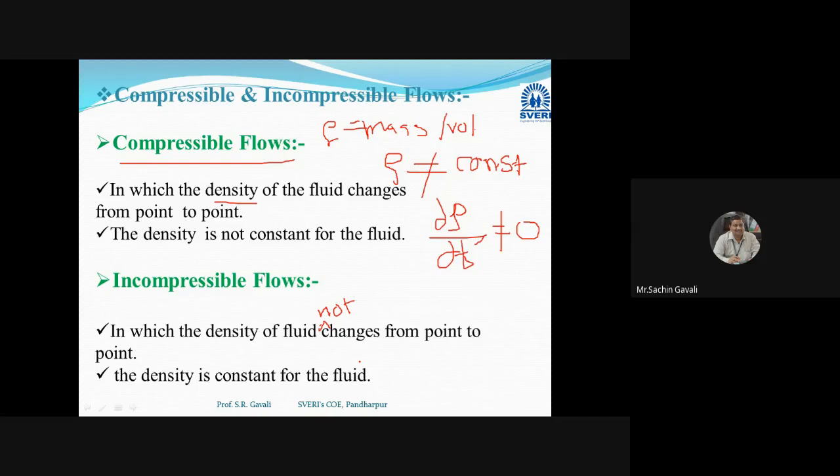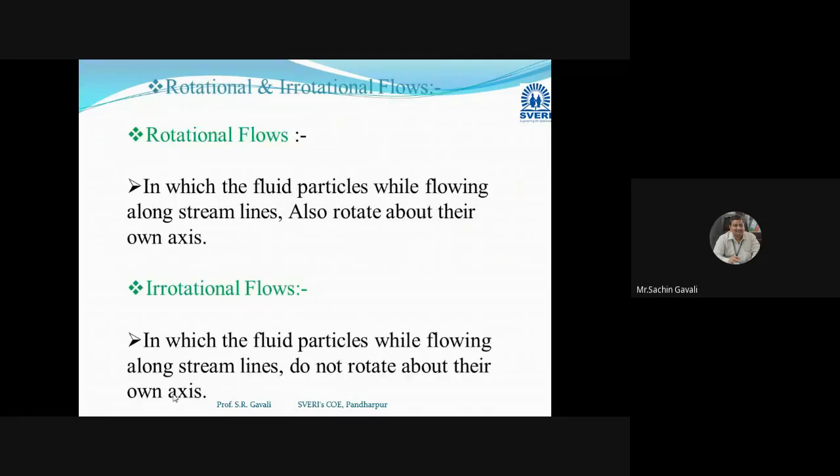So for example, water is incompressible flow, because if you apply more pressure on water, its volume will not change. It may occupy more head, but volume will remain the same. As volume remains the same, density also remains the same. So the density of fluid is constant. That type of flow is called incompressible flow. For example, flow of water in any pipe, and compressible flow of gases or steam in the pipe.